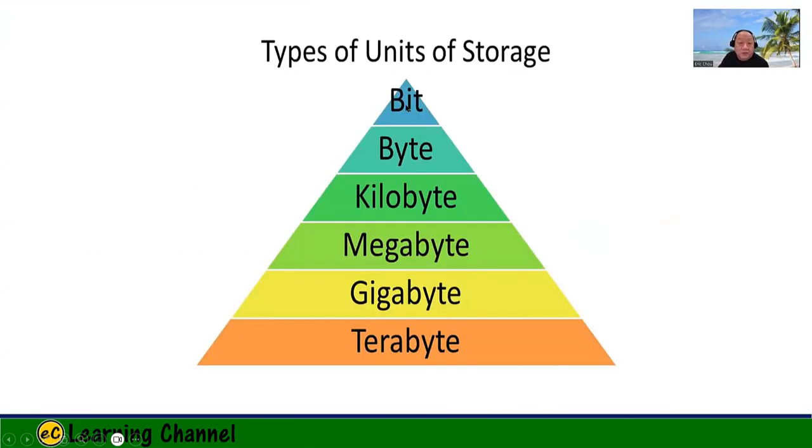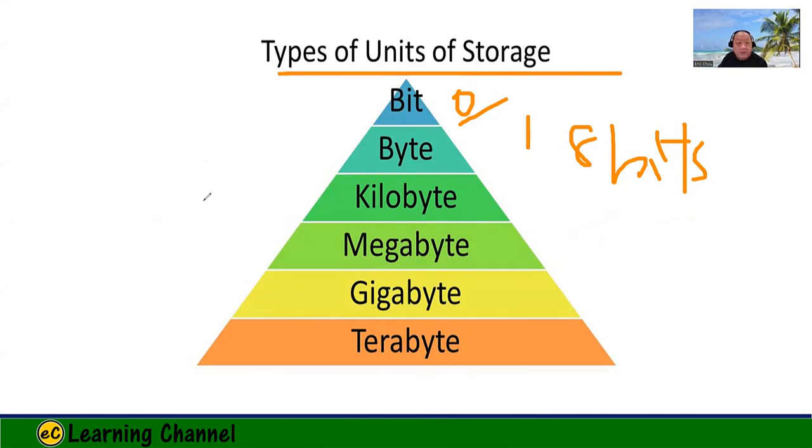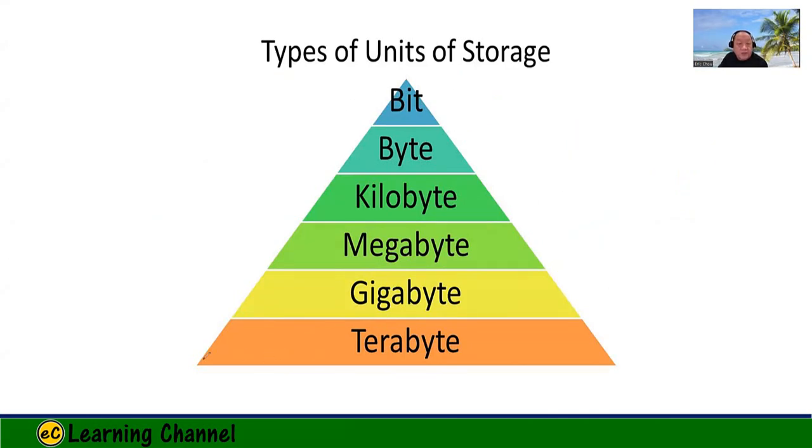So now you know what a bit is. A bit is a single bit, 0 or 1. And then you have a byte. A byte is actually 8 bits. And then a kilobyte is 1,000 bytes. Then megabyte, gigabyte, terabyte. This is storage units. You need to know that. So far, okay.